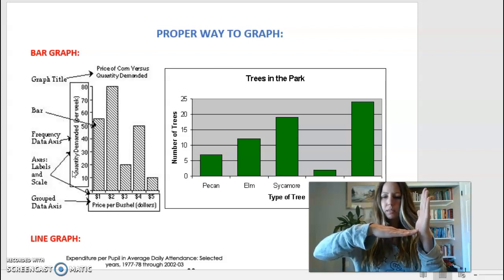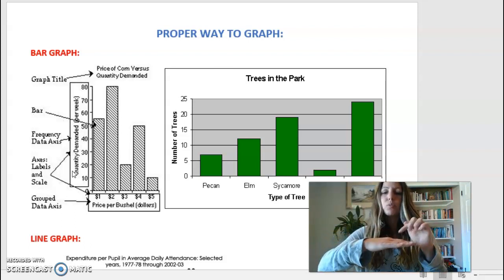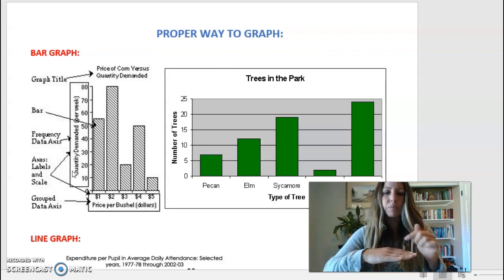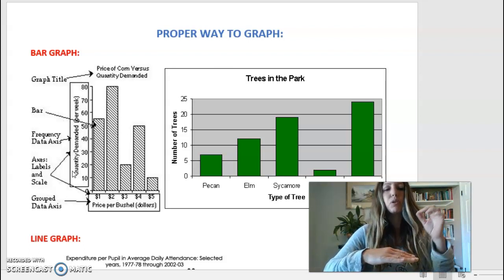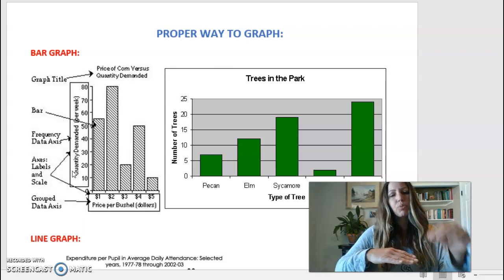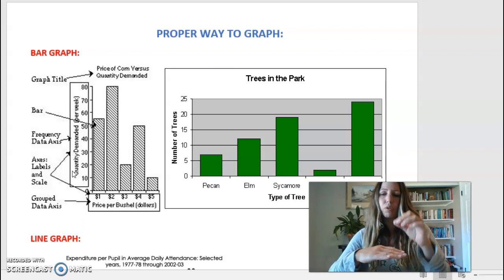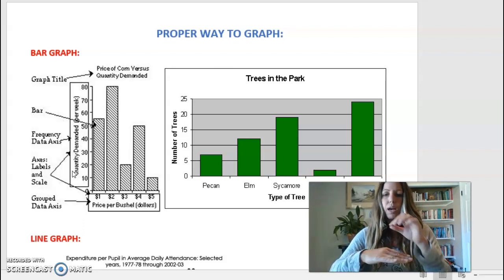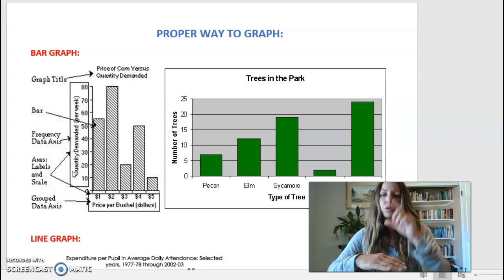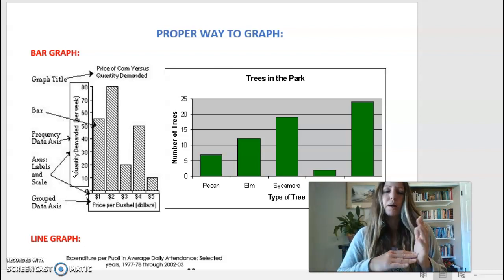Your x-axis is on the bottom here. That's what it is that you're studying, okay? So I'm studying a dollar price range, or I'm studying a $2 price range, and how much do I get for that? If I'm studying a $3 price range, how much do I get for that?